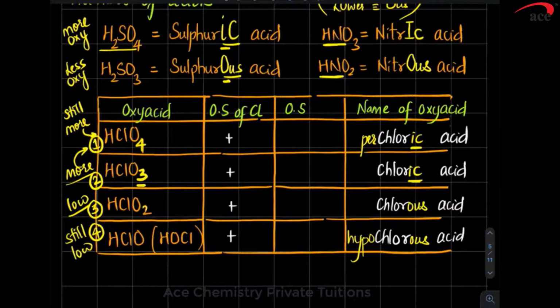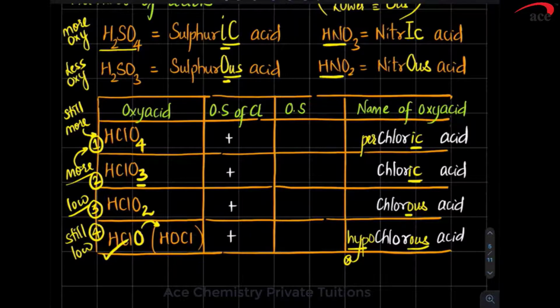If it was less than 3, lesser oxygen, they ended with the word OUS. And when they discovered an acid with still lesser number of oxygen, they used the word hypo and OUS. Here, hypo was not dropped. It went with the name properly. Hypochlorous acid can be written as HClO or it can be written as HOCl. What is the correct way of writing? Correct way of writing is the first one.